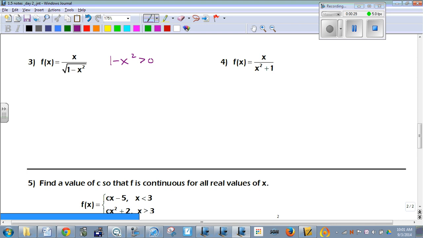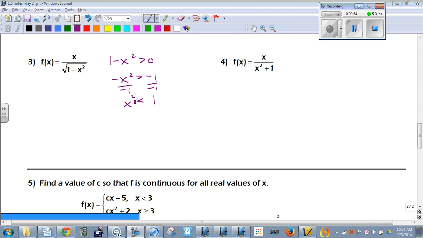Right? 1 minus x squared has to be greater than 0. So we're going to solve this for x. I'm going to subtract 1 from both sides. Opposite of x squared is going to be greater than negative 1. Then we're going to divide by negative. What do we need to remember when we divide by a negative? Flip the sign, right? So we get x squared is less than 1.